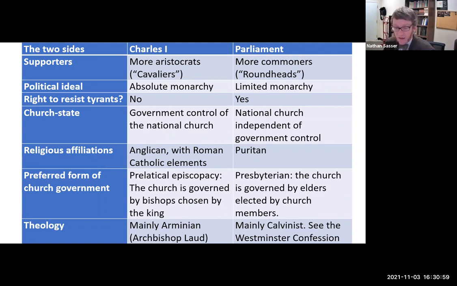On the other hand, the parliamentarian side was allied with Puritans. They were the hot Protestants who wanted to purify the Anglican Church from what they saw as its remaining Roman Catholic elements. The Anglican Church's form of government is prelatical episcopacy, that is, the government of the church by bishops who are chosen by the king. The parliamentarian side was largely Presbyterian, and in Presbyterianism, the church is governed by elders who are elected by church members. And finally, in their theology, the Anglicans, allied with Charles, tended to be Arminian, and the Puritans were hardcore Calvinists. Those are two forms of Christian theology that it would take a long time to explain, but it's worth exploring if you have the chance, simply for the historical significance.